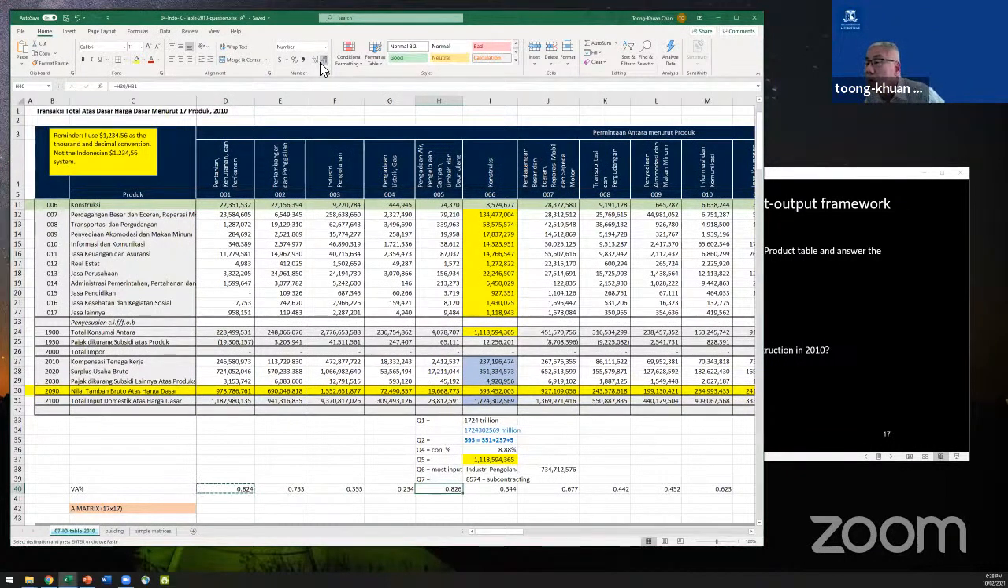What is this? Pengadaan air, pengelolaan sampah, that is 0.826. 0.67 is perdagangan. Manufacturing is only 0.355. You see? So there are two ways of looking at which one is ranked number 1. Which one is more important? Is it the absolute value or the percentage? What do you think?